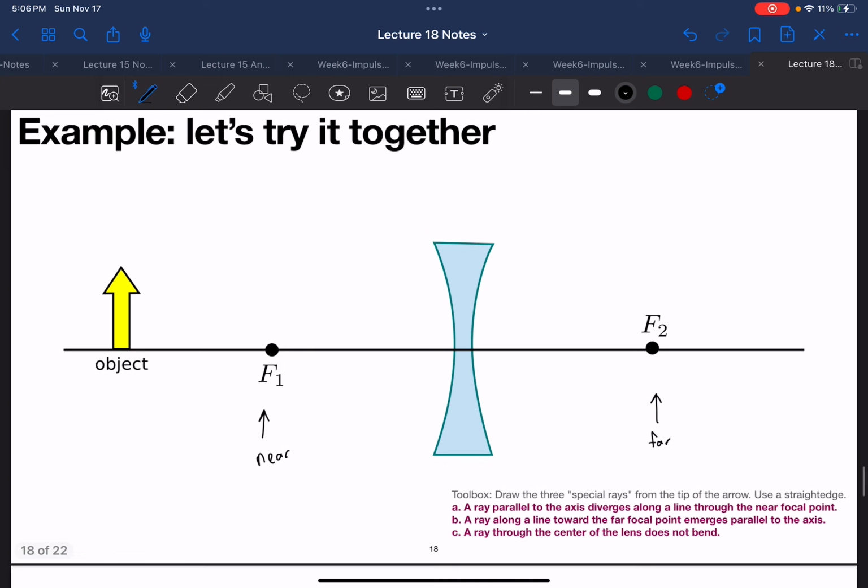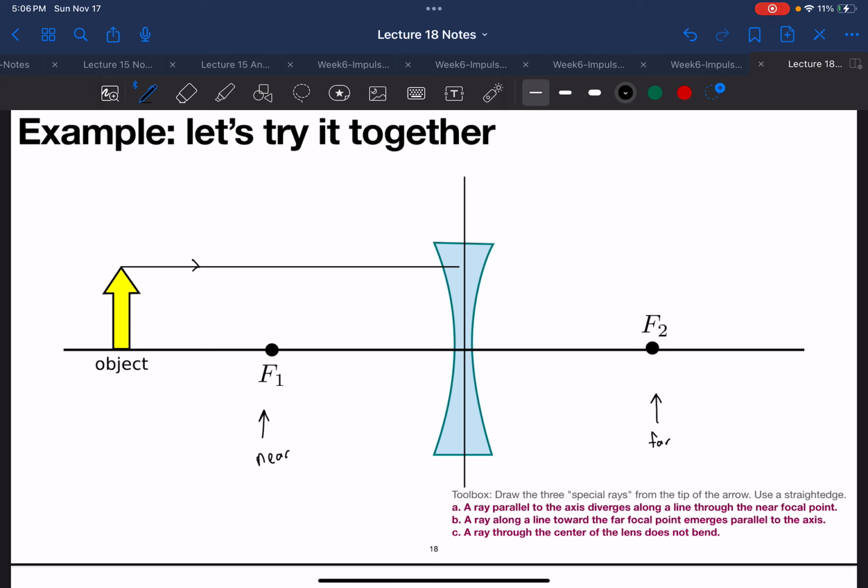So we'll go ahead and start with a parallel ray, and also, as I mentioned in class, it's easiest to do these problems if you go ahead and draw a vertical line through the center of the lens and draw your rays up to that point. Okay, so parallel ray comes in and it diverges through a line that goes through the near focal point.